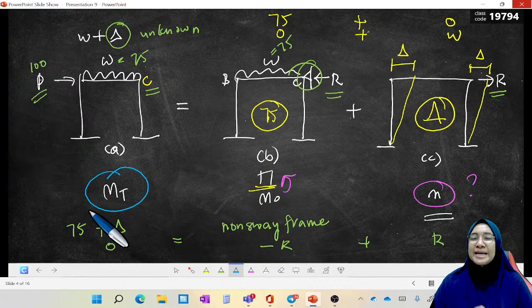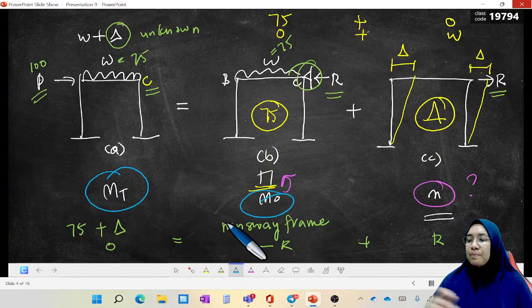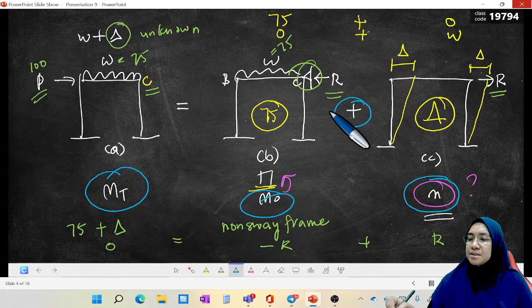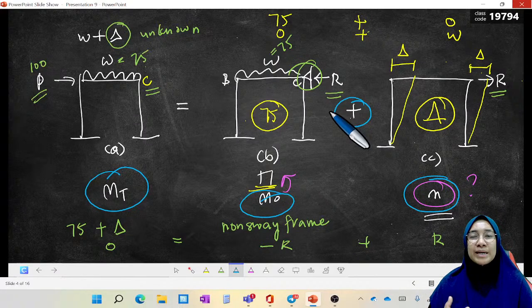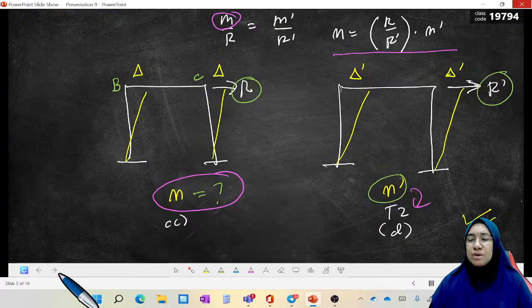And it is M naught plus M. M naught is the end moment in table number 1, but M is not M prime. This is M. So what is M? How do we get M? So we get M from this. Okay, from this.